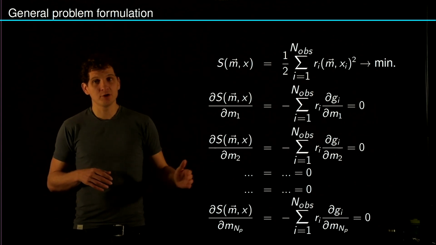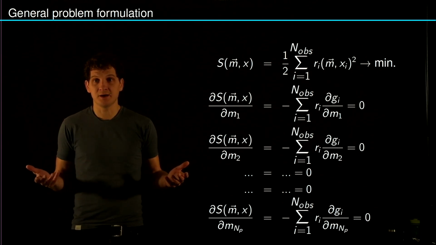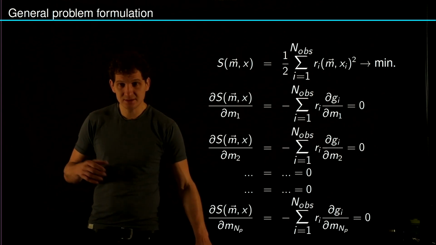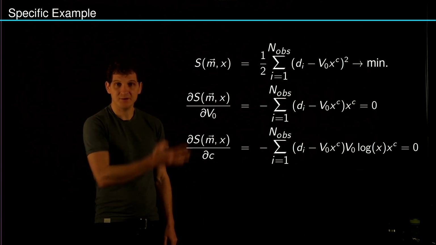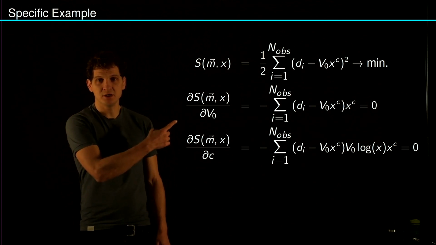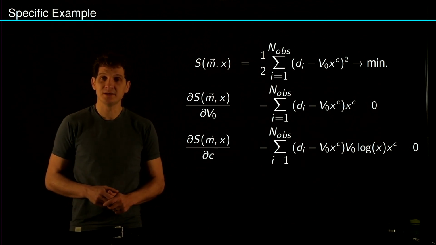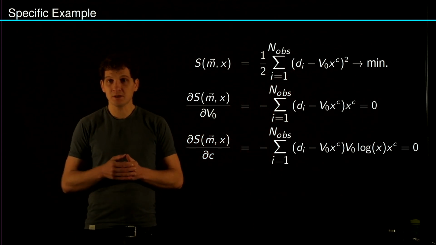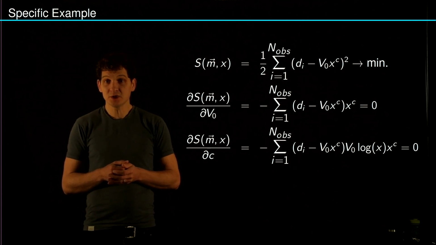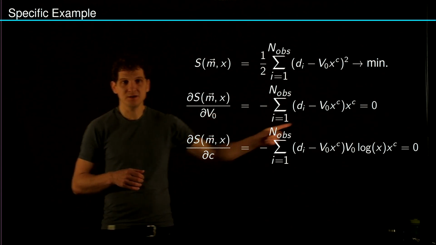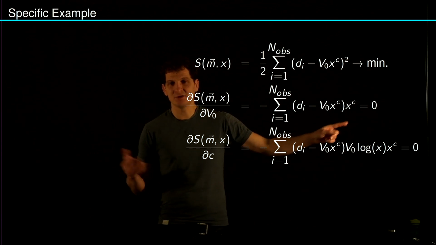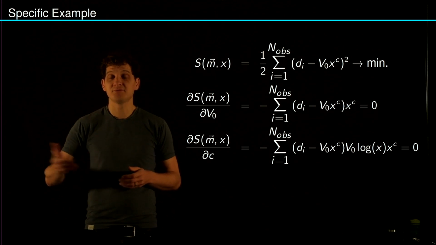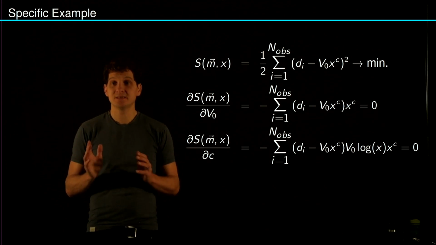So in order to go further, we now need to know which forward model we are talking about, and we will continue with the power law example. In this example we have 2 model parameters, so we are left with 2 equations, one with respect to V0 and one with respect to the critical exponent C. Because we have an analytical representation of our forward model, I can do these derivatives analytically. It's comparatively easy for V0: the derivative with respect to V0 just cancels the V0. It's slightly more complicated for the derivative with respect to C, but nevertheless it can be done.